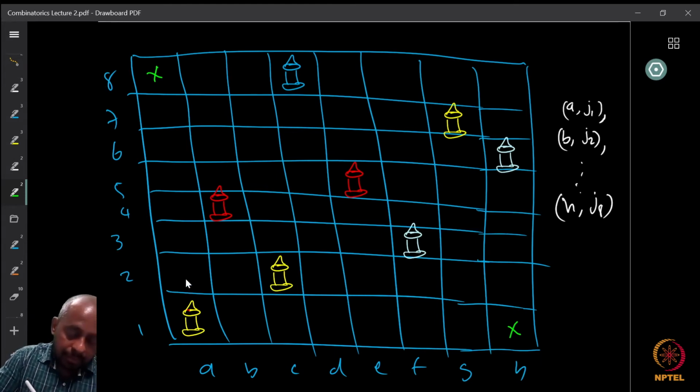When a pawn or something moves, which row it is in is called the rank: 1, 2, 3, 4, etc., up to 8. So these are called files and these are ranks.